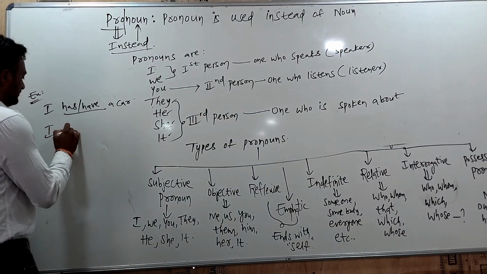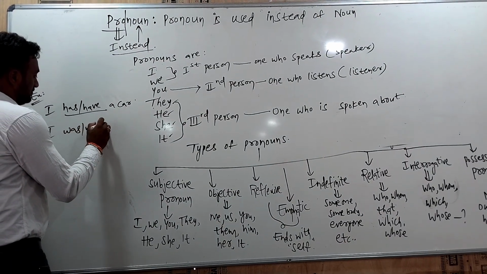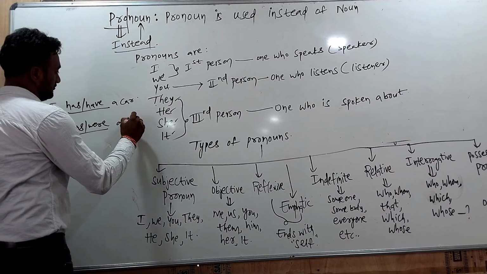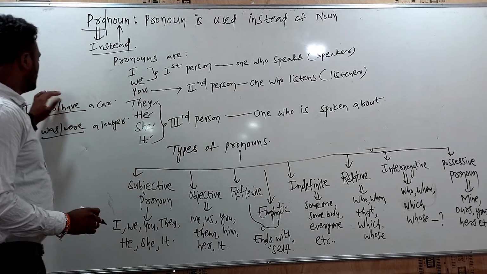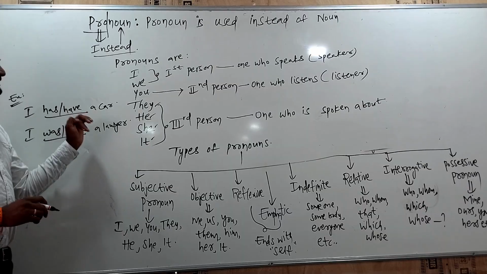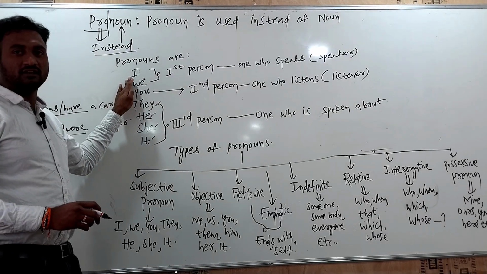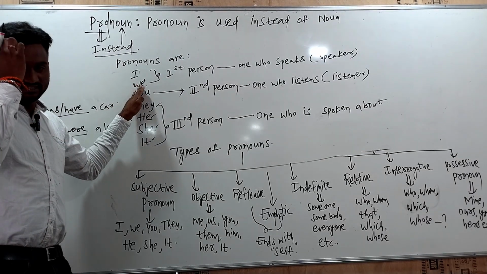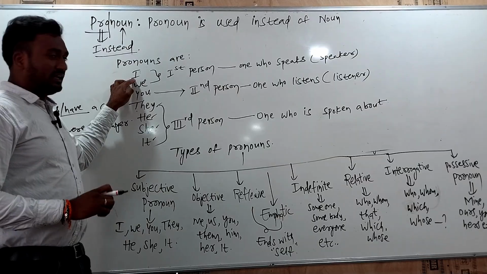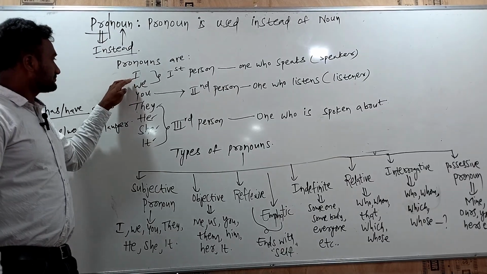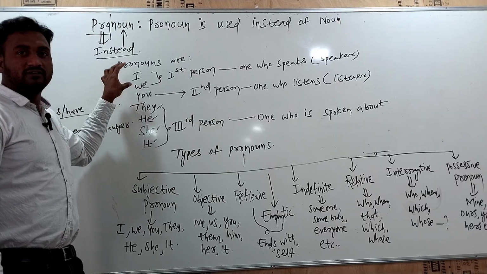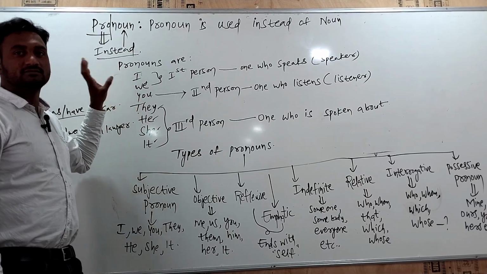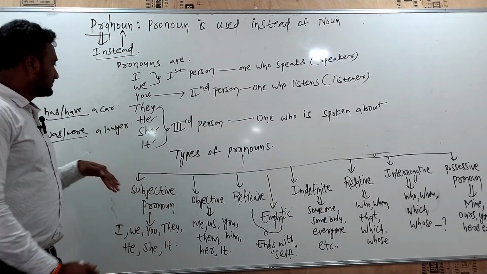For example, with these two examples you will get utmost clarity about the usage of the pronoun "I", whether it is singular or plural. What I mean to say here, listen carefully. When the pronoun "I" is used in present tense, it is plural. When "I" is used in the past tense, it is singular.